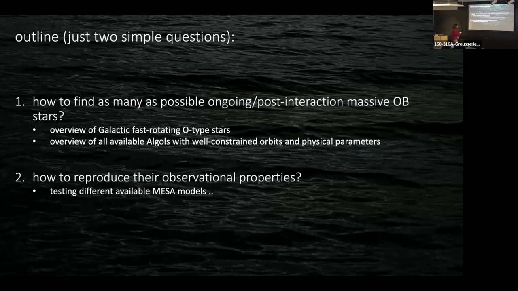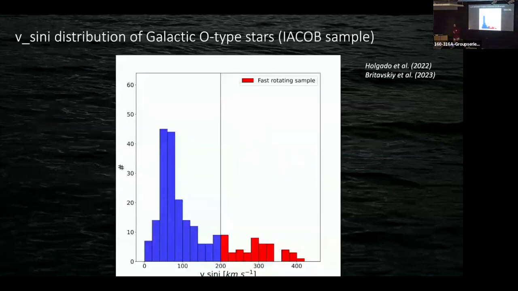So, okay, let's start from the beginning. Since ages, it has been assumed that one of the main features that could indicate post-binary interaction is high rotation of the former secondary star of a group. With this knowledge, we looked at a uniform sample of galactic O-type stars and took the fast rotating domain. By fast rotation, I mean v sin i more than 200 km per second.